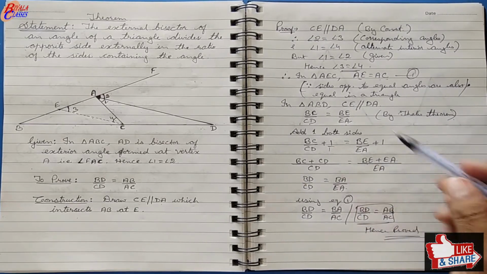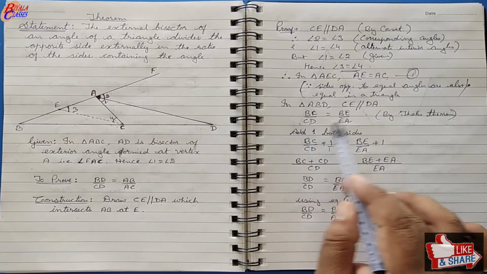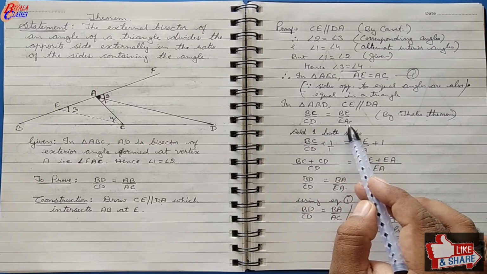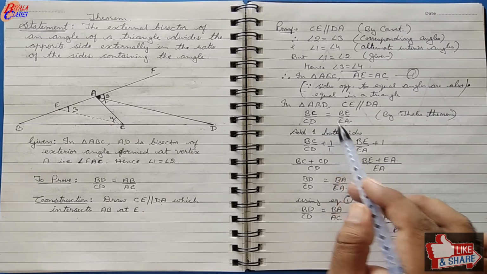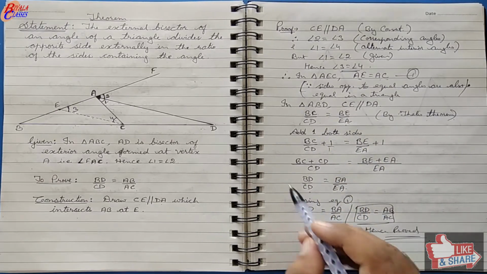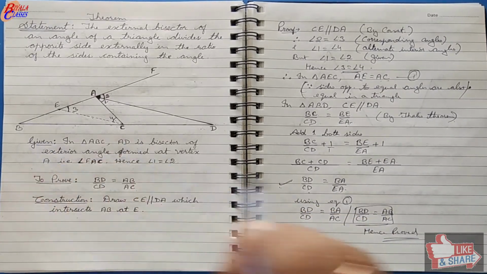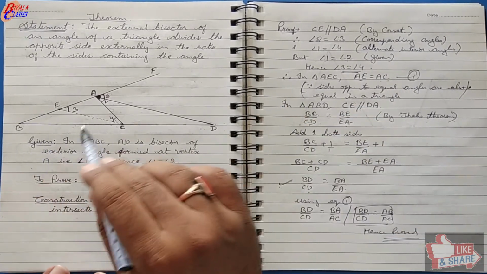Now here, this is the result which I was talking about, the Thales theorem. One result is BC upon CD is equal to BE upon EA. Instead of doing all these steps, we got this result. You can use this result straight away. There are other results too, I'll just tell you here.